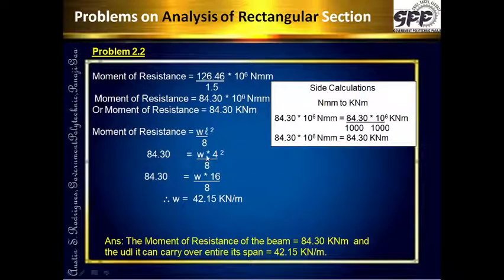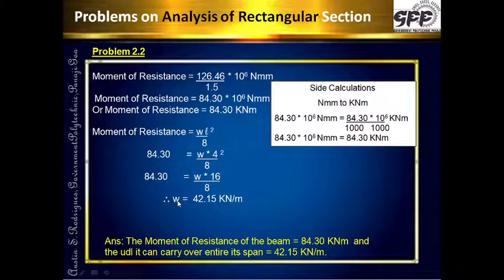Having got that, W into the effective span, which is given to be 4, so 4 squared by 8. So 84.30 is equal to W into 16 by 8. And when we solve this, we get W equal to 42.15 kilonewton per meter.